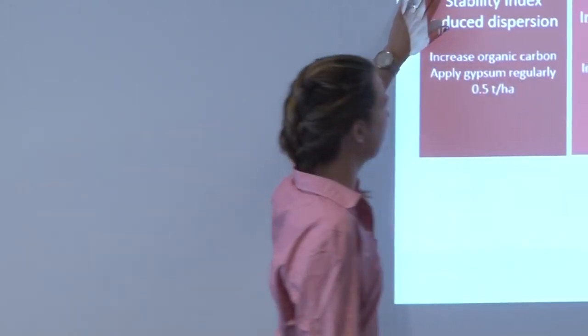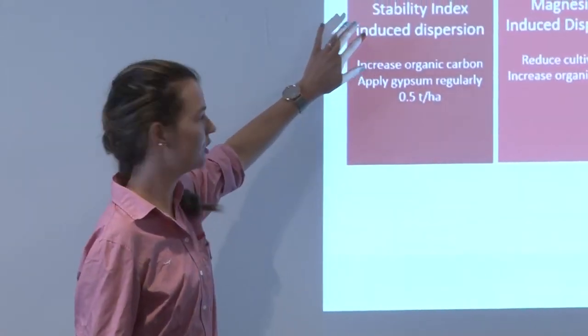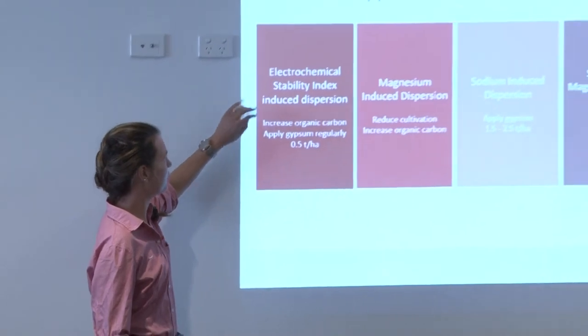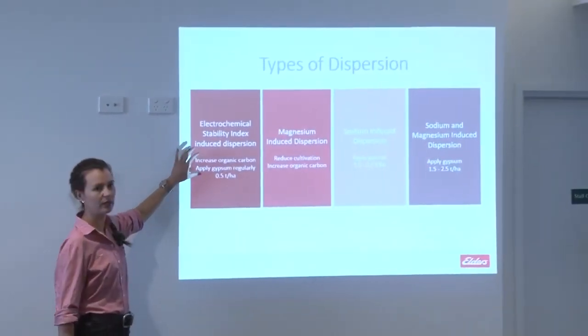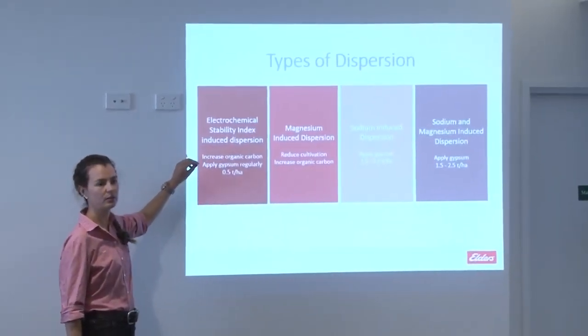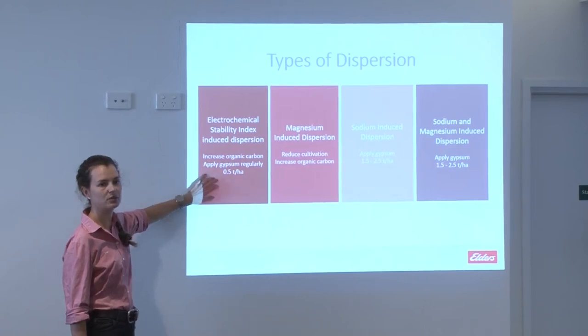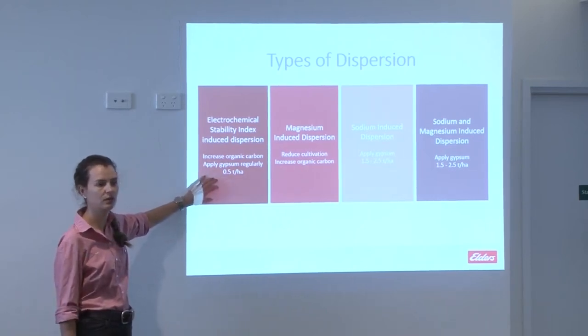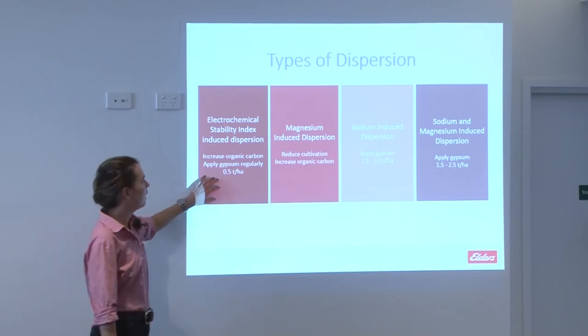So electrostability index, induced dispersion, that's where you've got low organic carbon but lots of clay and only a little bit of salts, and you'll need just a maintenance gypsum. So half a tonne every 5 years incorporated into your rotation.